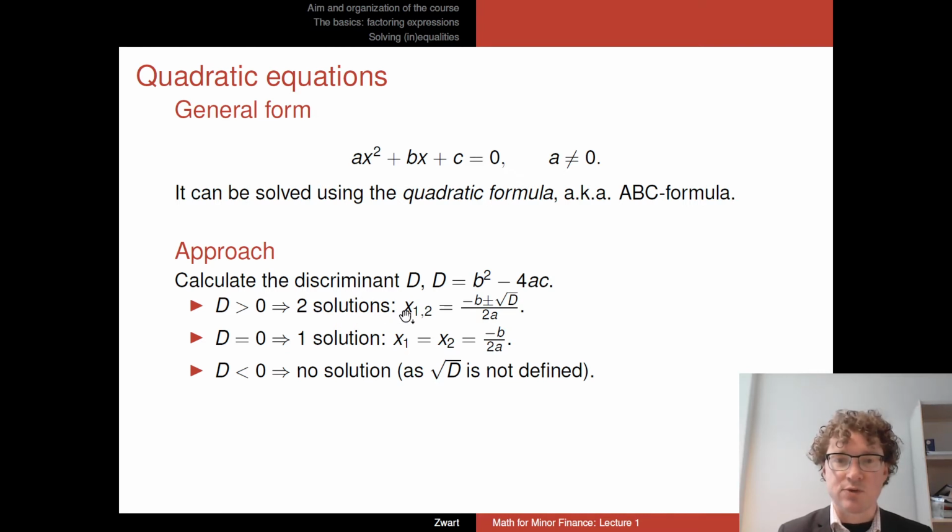There will be an x1 and an x2, and one is given by minus b plus the square root of your d divided by 2a, and the other one will be almost the same, minus b minus the square root of d divided by 2a.